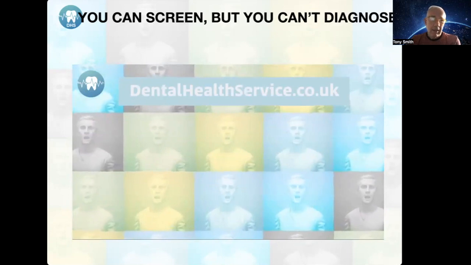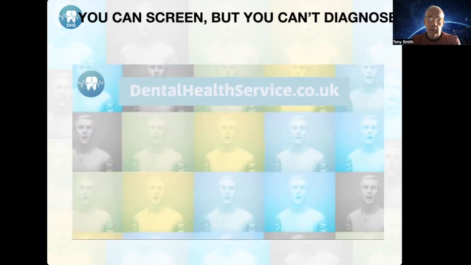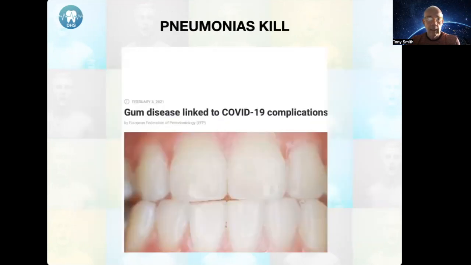And looking at the screen, I forgot to say, you can't diagnose gum disease. You need a dentist or a hygienist to do that. You can do it for your blood pressure, you can do it for your BMI, but you can't do it for your gum disease. We need to take the BPE.